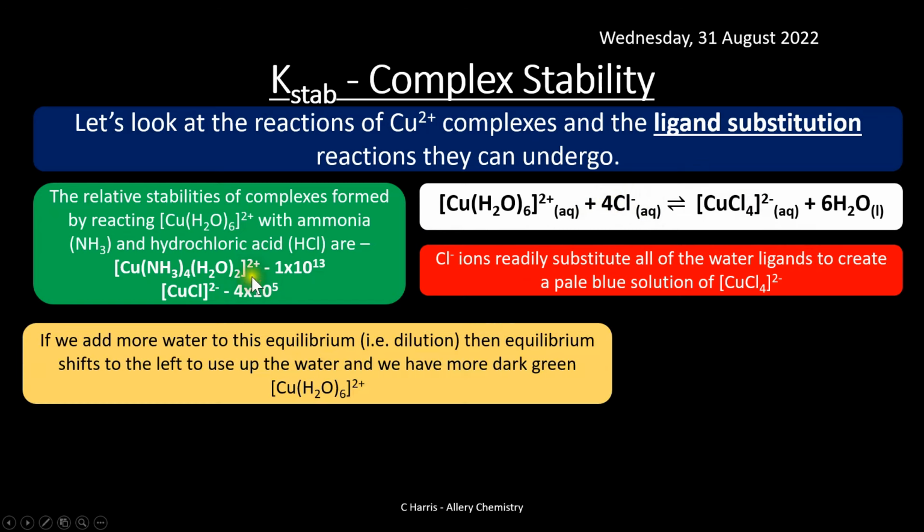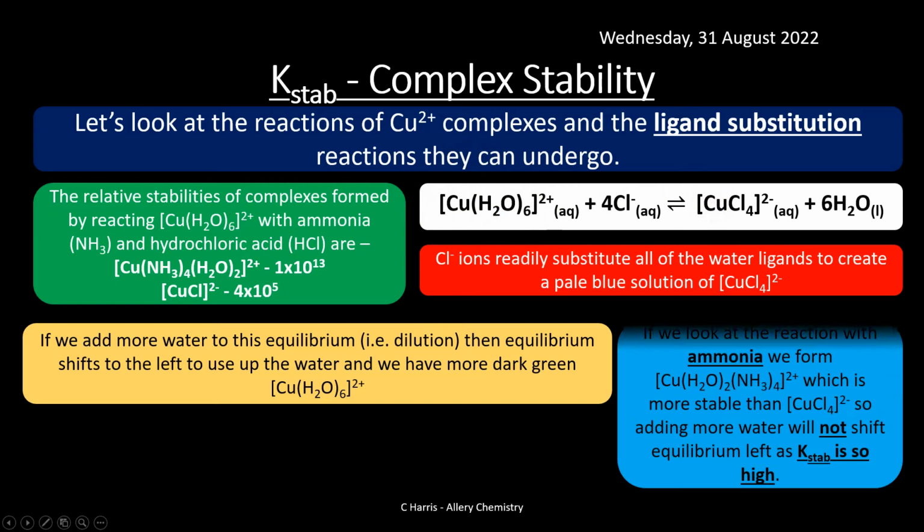But obviously that is more stable. Now, if we then go and add more water to this equilibrium, then equilibrium will shift to the left. It'll move to this side because it'll try and use up the water that you've added in. What we will see is a more dark green color, because we're producing more of the copper hexaaqua ions that we'd seen before. So we will get a color change.